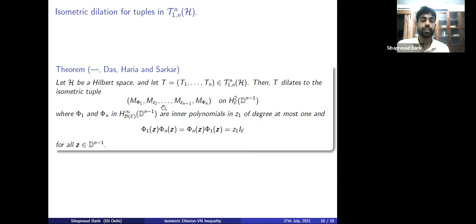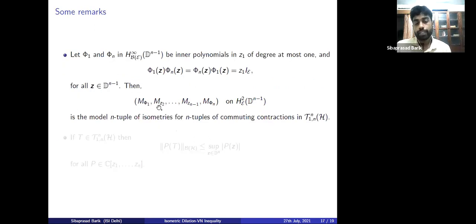And this isometric dilation result tells us that the tuple of the shifts and M phi1, M phi2, where phi1 and phi2 are inner polynomials in Z1 of degree at most 1 with the property satisfied by them, forms a model n-tuple of isometries in our class tau n 1 and h. And also, as an immediate consequence of the isometric dilation result, we can say the tuples in our class satisfy the von Neumann inequality.